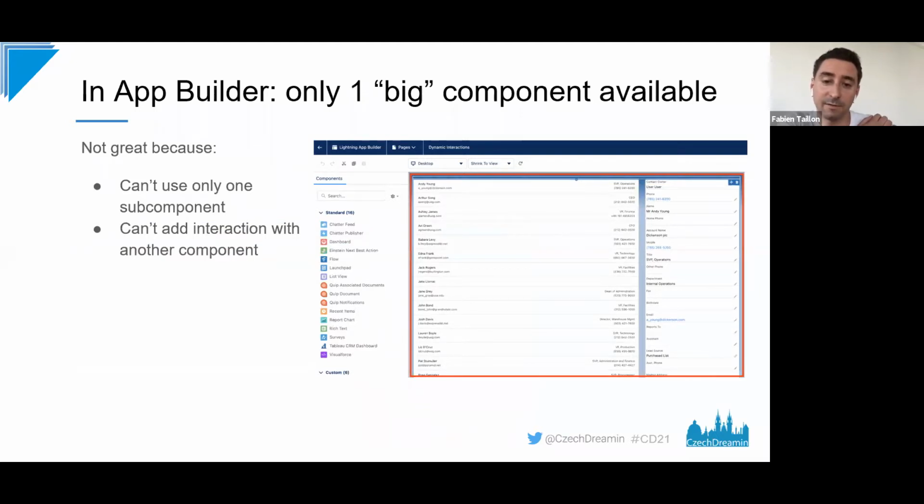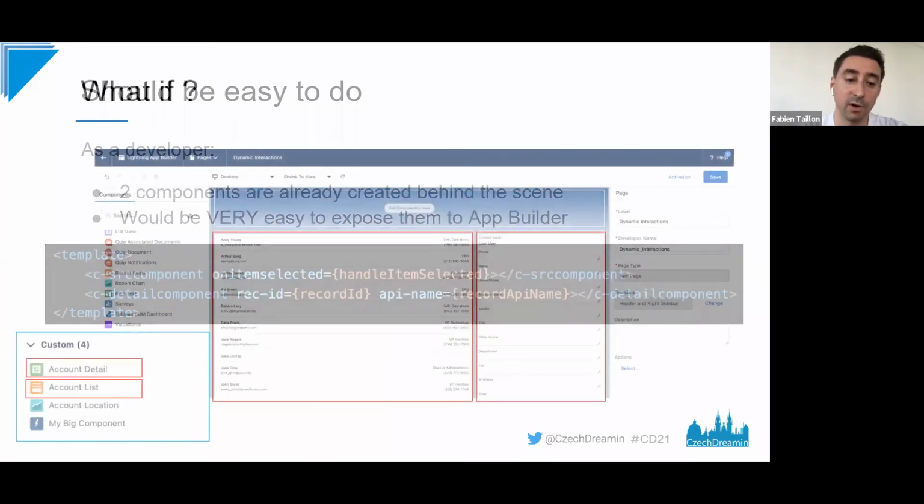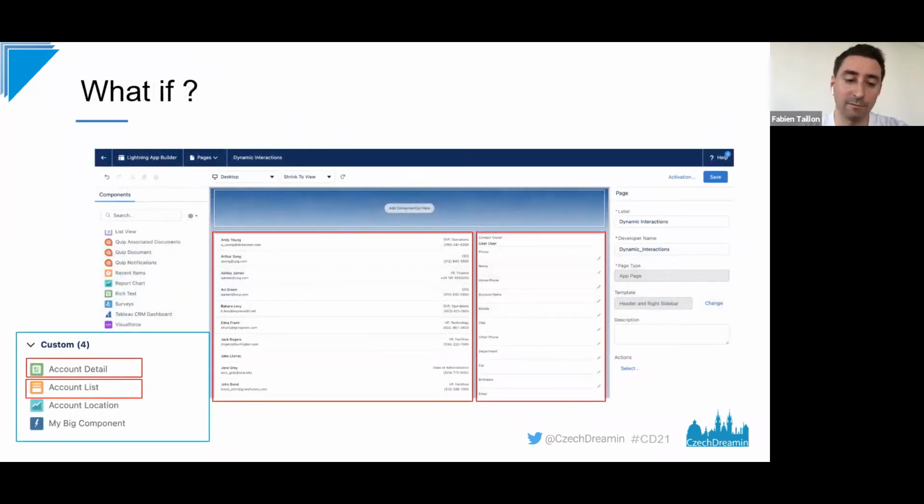In App Builder, if I have to create this kind of component for, let's say, my customer, my app builders, I will create only one component. And it's not really great because if an admin wants to use either one or the other component, he can't. And if I want to add an interaction with another component, it's not possible. Well, I'm a developer, and when I look at my code, it should be very easy to split the component into two smaller components, because this is my code. You see, there are two lines, one line per component. So there is no reason for me as a developer not to expose the individual components instead of the big one in a builder. But what if we try to do it today?